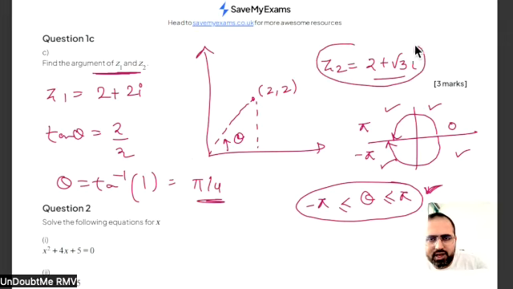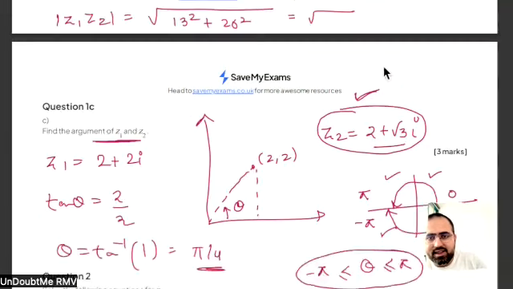Okay, find for Z2. Has anyone done it? Okay, is there any doubt in understanding tan theta is equal to y by x?